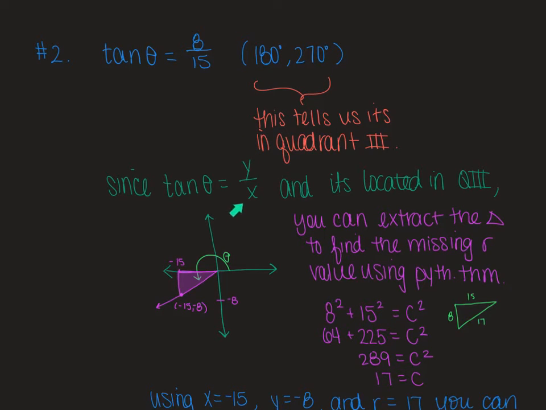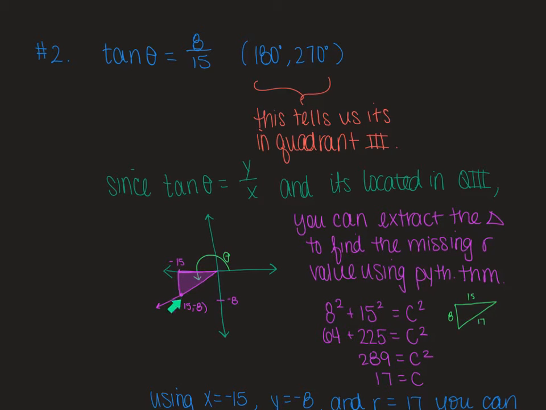So going back to those notes from either a while ago or from the previous slide, we know that our tangent is y over x. So that tells us that if it's in quadrant 3 and our tangent is our y over our x, that means they're both negative. Our y is how far down it's going, so -8, and our x is how far to the left it went, so -15.